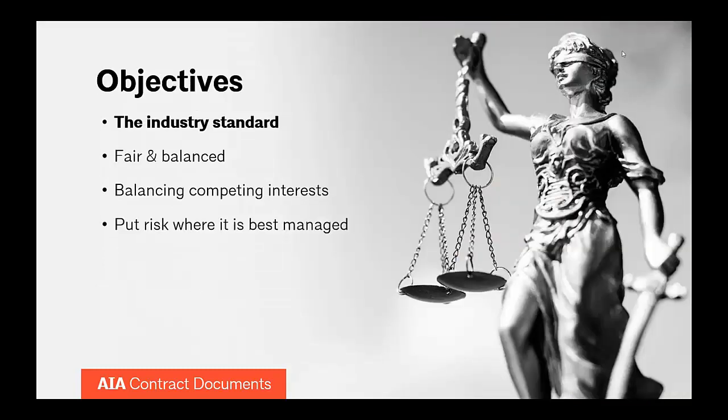Slide 9. Our drafting objectives when we are working on the documents is to maintain them as what we consider to be the industry standard, to create documents that we consider to be fair and balanced, and we do that through a process of soliciting review and comment on the documents from industry stakeholders who are not just AIA member architects, but any stakeholders involved in the documents that we are publishing. We balance the competing interests of those stakeholders, and then we allocate risk where it is best managed, and that often has to do with what would be insurable risk and who would be carrying the insurance.